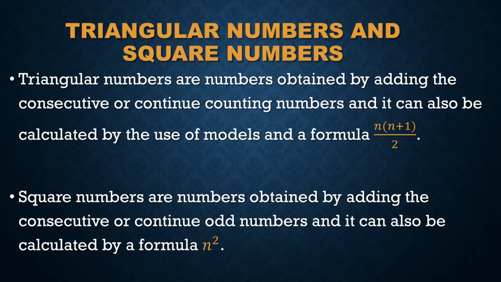Square numbers are obtained by adding the consecutive or continuous odd numbers. The difference between the square numbers and triangular numbers is that for the square numbers, we add the consecutive odd numbers before we get a square number, but for the triangular numbers, we add consecutive counting numbers. So the counting numbers are the base of the triangular numbers, while the odd numbers are used for what?